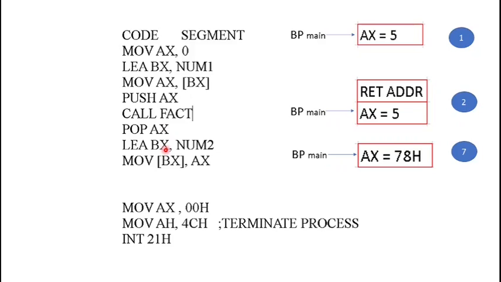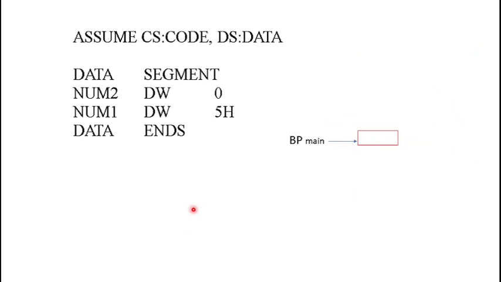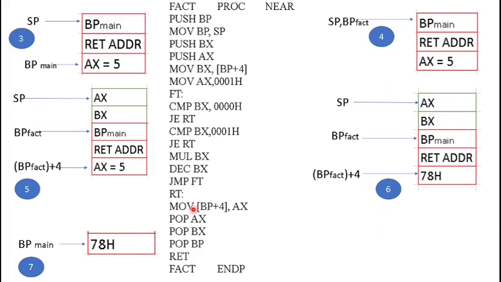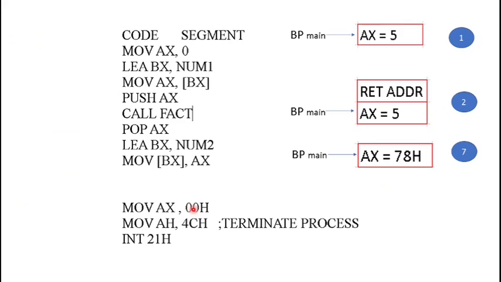Now we are trying to access the offset of this memory location, and we are trying to move the result to that memory location, and then we are terminating the process. So this is how you will perform computation of factorial using functions and stack, or procedures and stack.